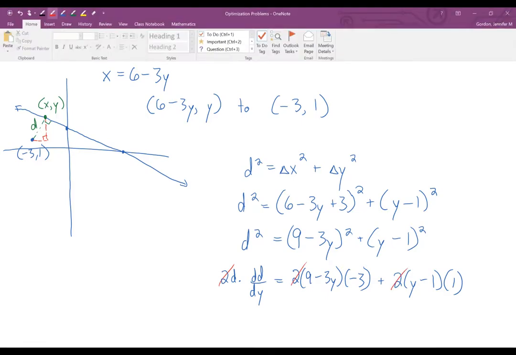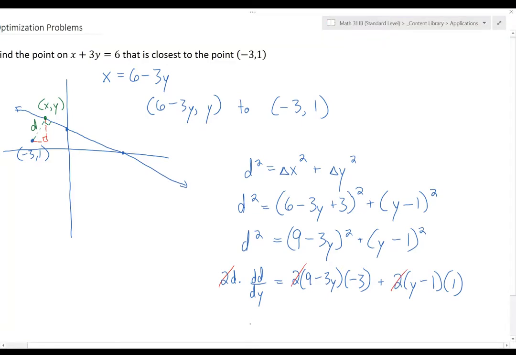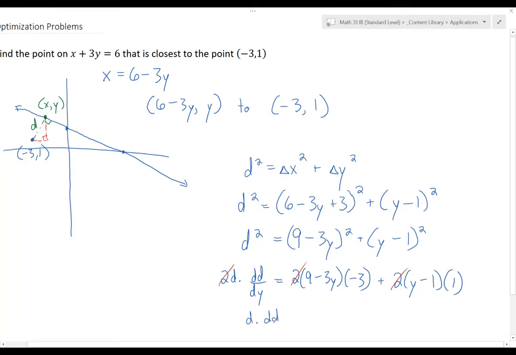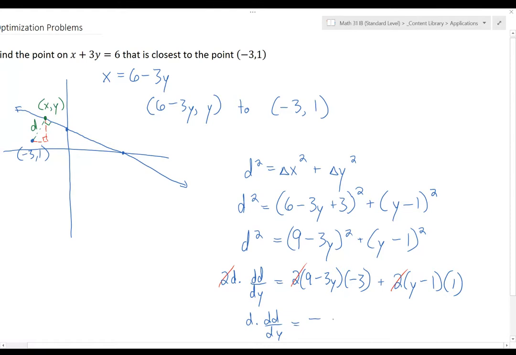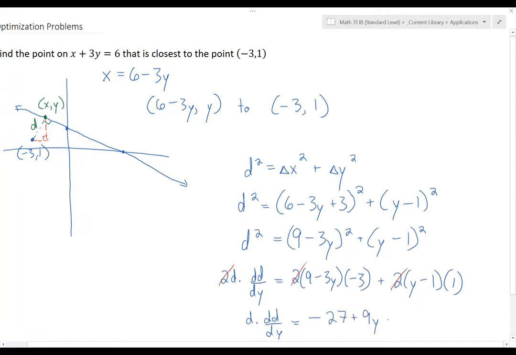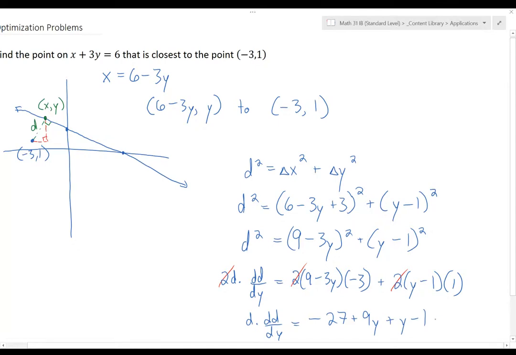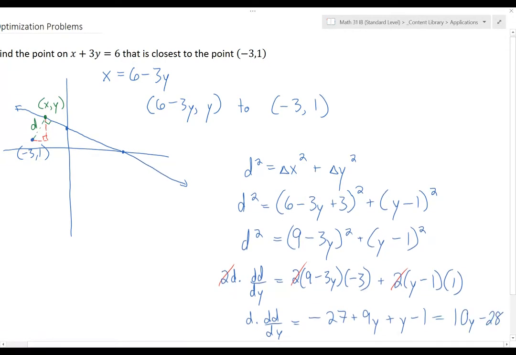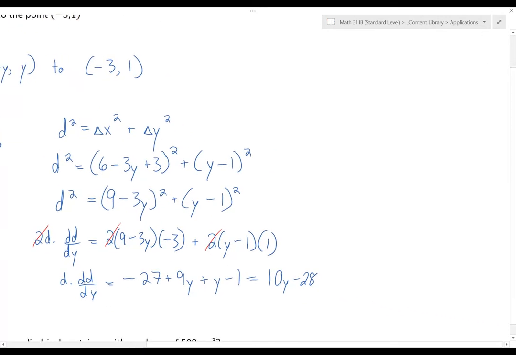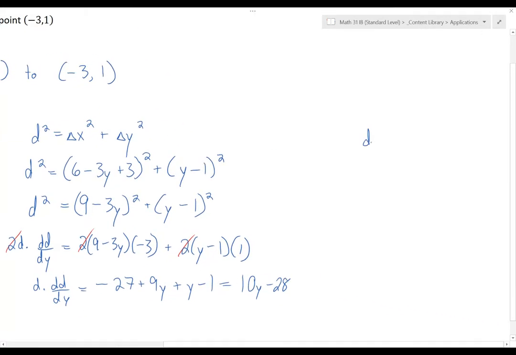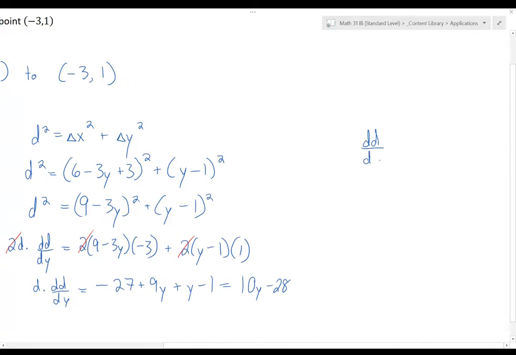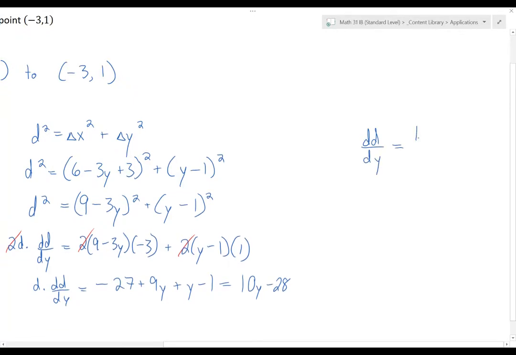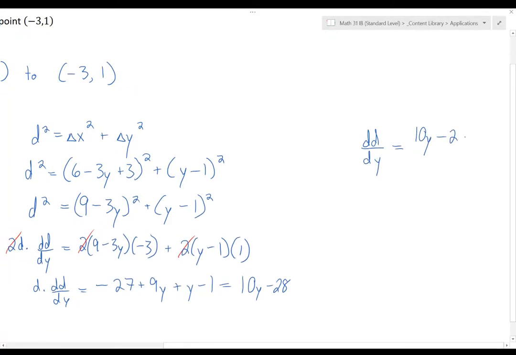So I can simplify what's going on the right-hand side of this equation. So d times dd dy equals -27 plus 9y plus y minus 1, or just 10y minus 28. So what that means in terms of the derivative here is that the derivative of the distance with respect to y is equal to 10y minus 28 all over d.